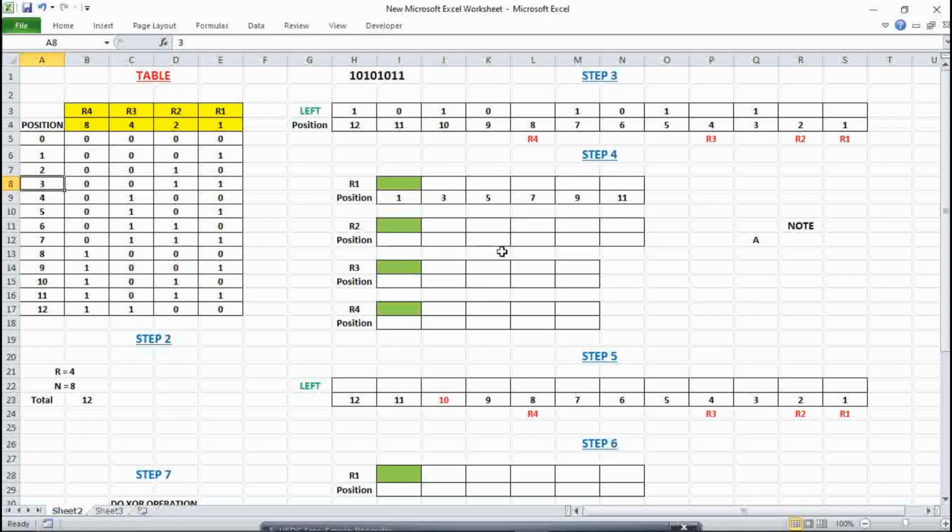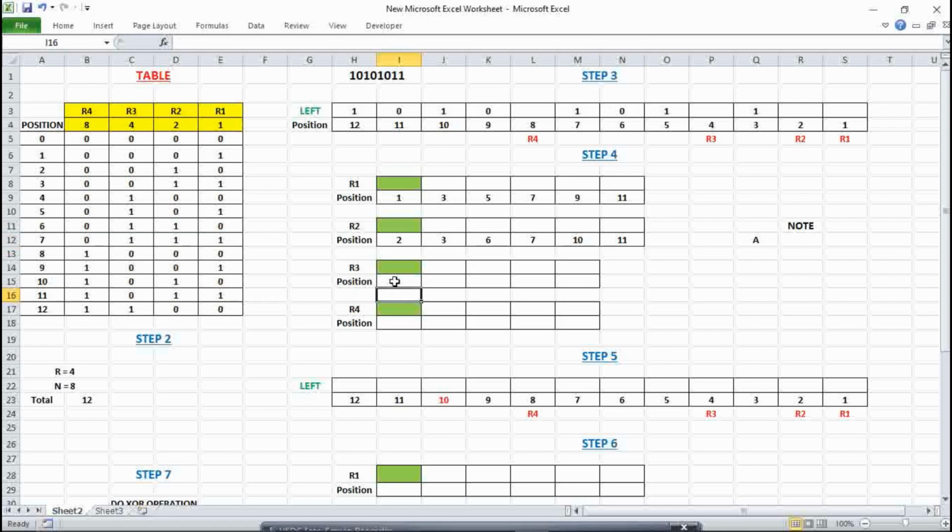Now look, similarly you need to fill this R2. Now come to this R2 column. You will see here at what positions 1 is coming. So look, at 2 position 1 is coming. So right here at 2 position 1 is coming. At 3 position 1 is coming. At 6 position 1 is coming. 7 position 1 is coming. At 10 position 1 is coming. And at 11 position 1 is coming.